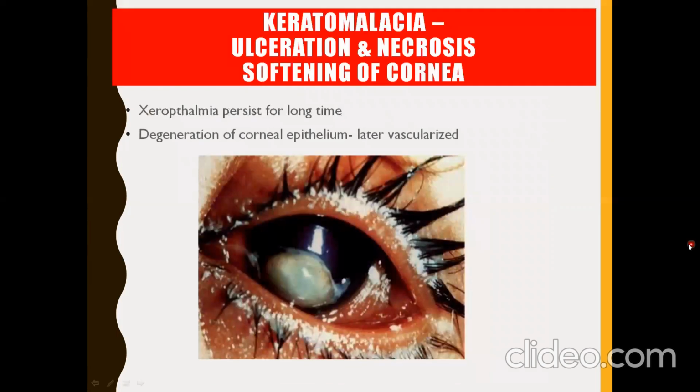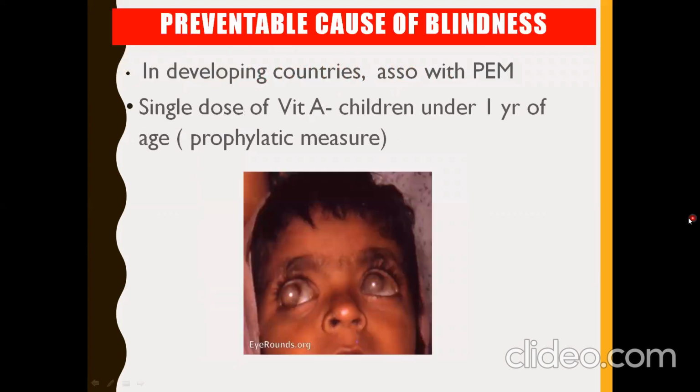The next change is keratomalacia, which means softening of the cornea. There is ulceration and necrosis of the corneal epithelium. Ulceration is a breach in the normal epithelium. If the xerophthalmia persists for a longer time, it leads to a condition called keratomalacia, in which there is ulceration and necrosis of the corneal epithelium. The degeneration of the corneal epithelium leads to later vascularization, which leads to the opacity of the cornea. So this keratomalacia is the most important cause of preventable blindness in developing countries.